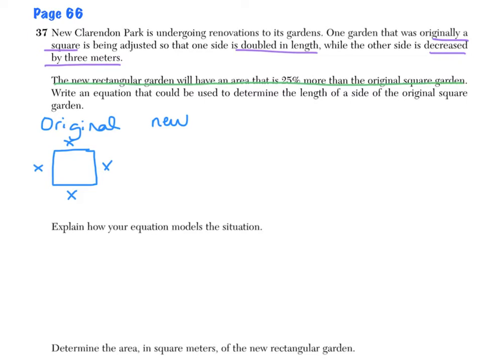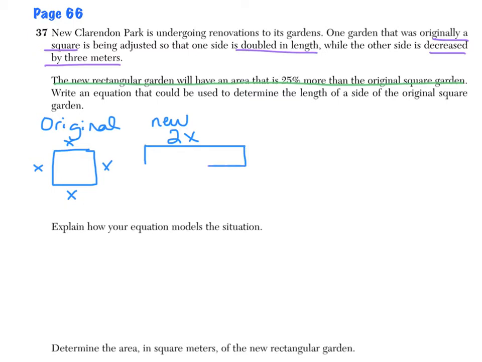Okay, now it's time to draw our new garden. So what did it say? It said the sides of the garden were adjusted so that one side is double in length. All right, so I'm going to make this double in length with the original, so that would be 2x. And the other side is decreased by 3.